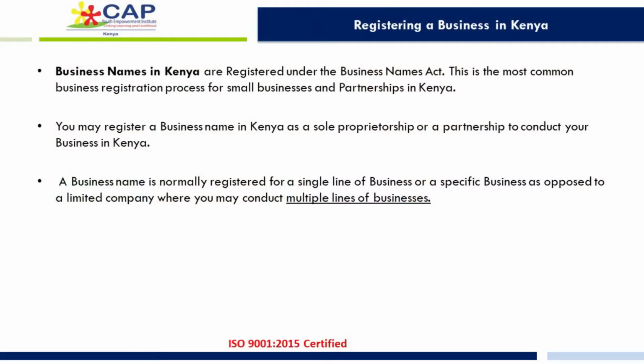Our focus in this video will be on registering a business name in Kenya. You can register a business name in Kenya as a partnership or a sole proprietorship, like we already said. And of course, it's registered for a single line of business, usually. A specific activity that you want to do. So say you want to create videos as a business, then you'll be required to indicate that your business will be the creation of videos or media content.